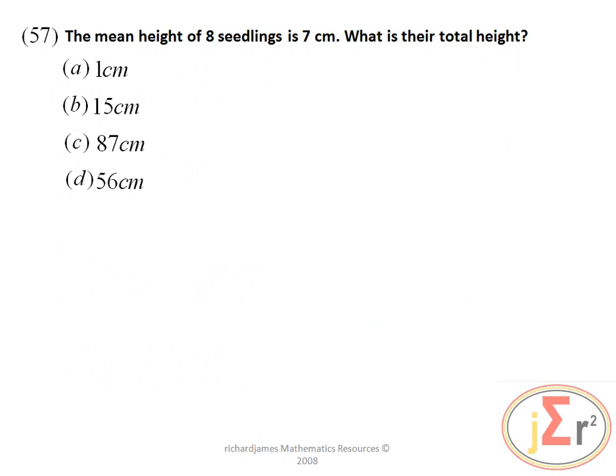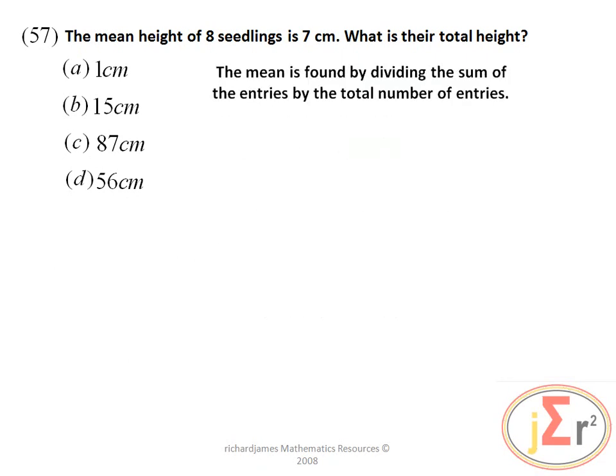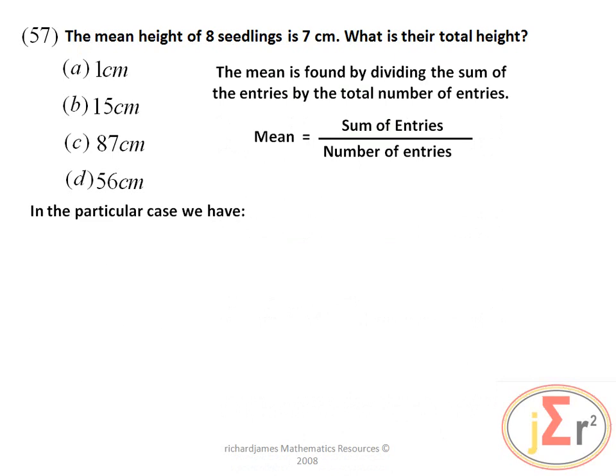The mean height of 8 seedlings is 7 centimeters. What is their total height? The mean is found by dividing the sum of the entries by the total number of entries. That's what we have there: sum of entries over number of entries. In this particular case, the mean is 7, we do not know the total height, and the number of seedlings is 8.